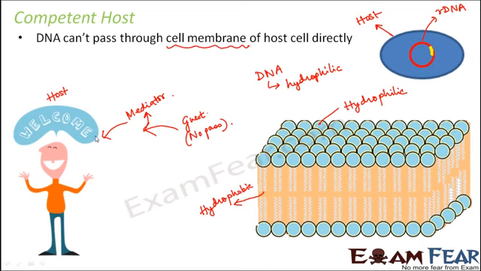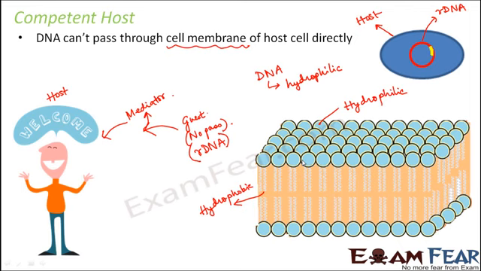In this case, who is the guest? The guest is recombinant DNA. Now recombinant DNA doesn't have a pass, because recombinant DNA is hydrophilic in nature, and due to this hydrophilic and hydrophobic structure of the cell membrane, it directly cannot pass through the cell membrane. So it doesn't have a pass.